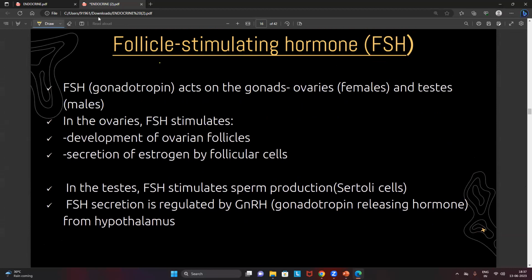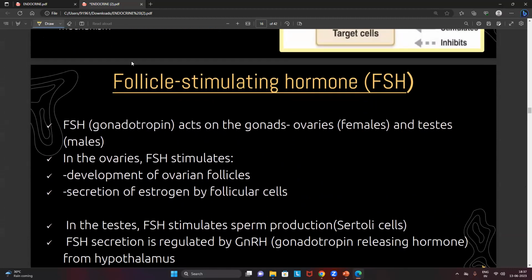In our CSIR level, they never ask questions from the diseases, but in all other public service commission exams, they compulsorily raise questions even from the diseases. So now listen, the first anterior pituitary hormone we are going to study is the follicle stimulating hormone.